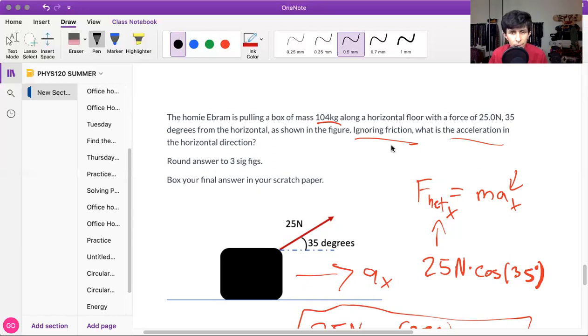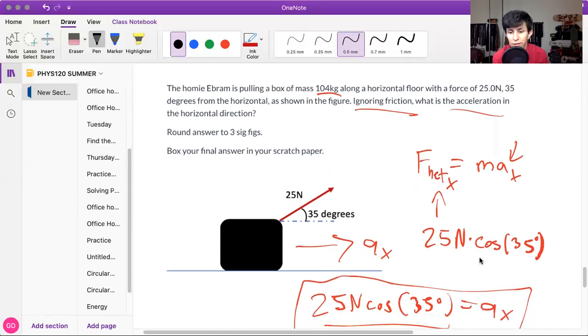So if you find the component in the x direction, if you get the 25 newtons and you get the x component, then you found the force in the x direction, and you can use Newton's second law to plug it into here and relate it to the acceleration. And all you would have to do is divide by the mass and you can find your acceleration.